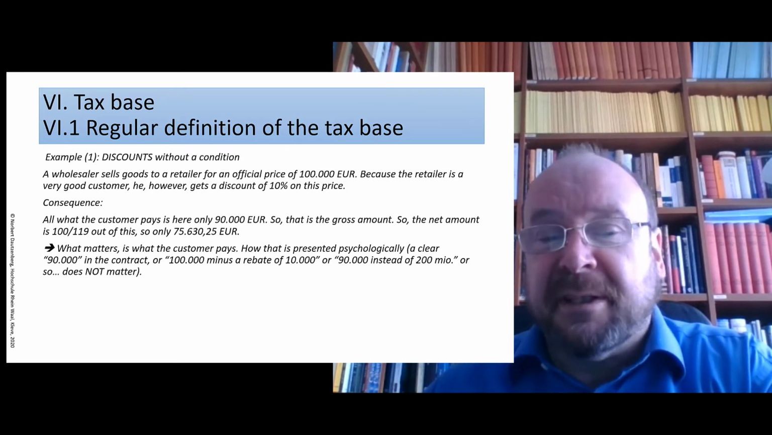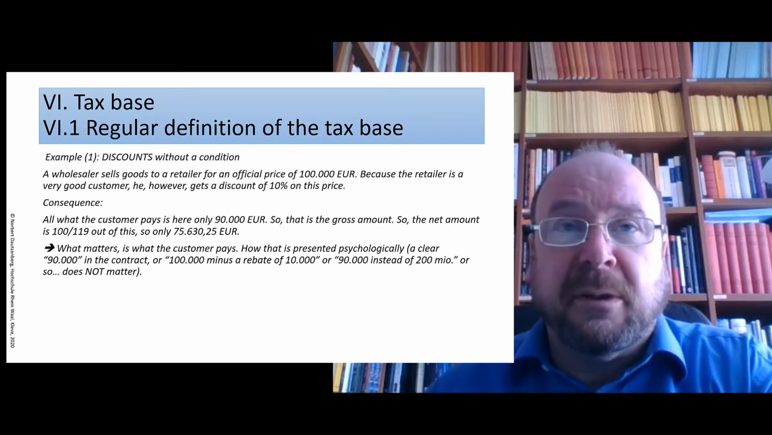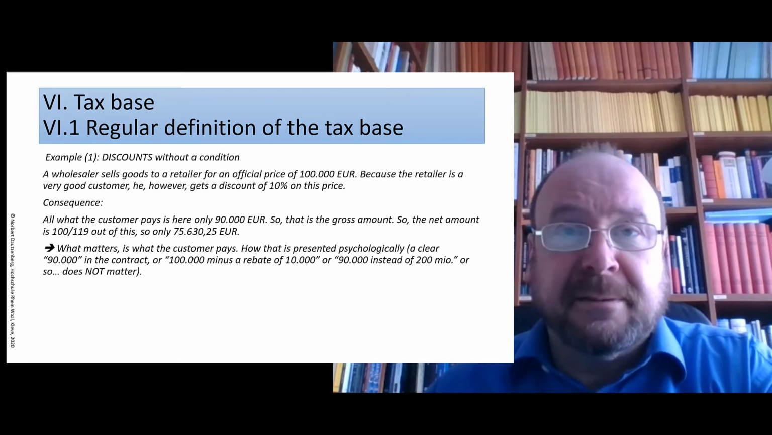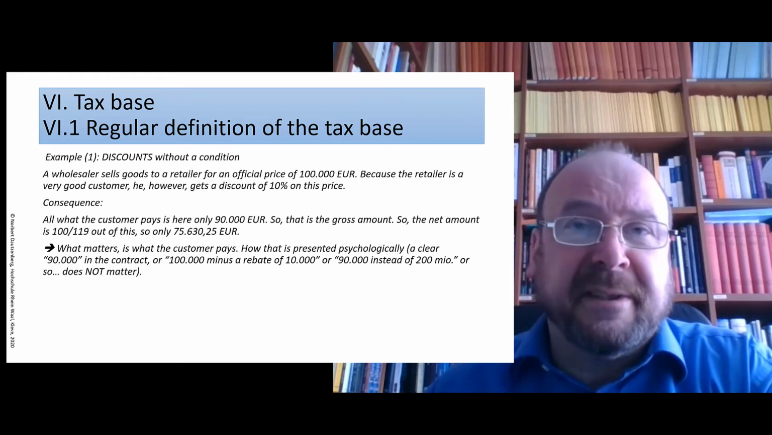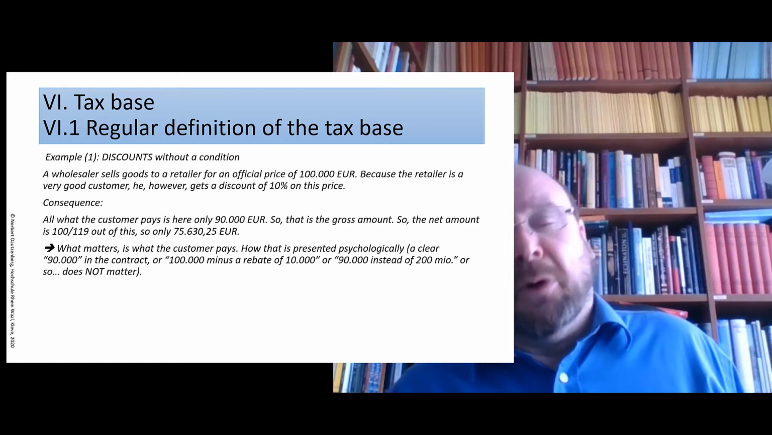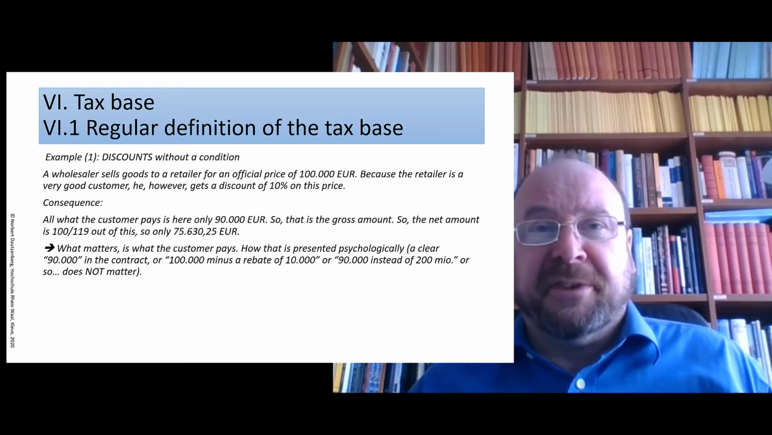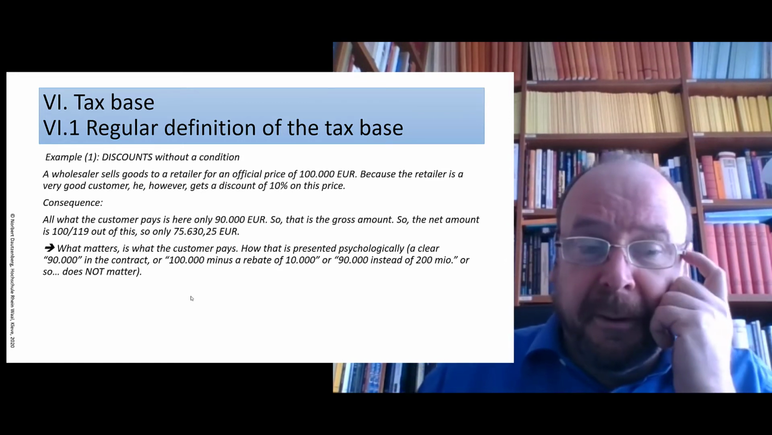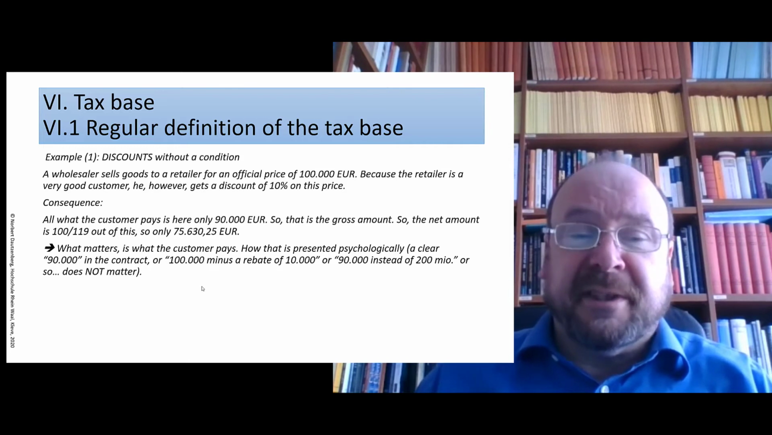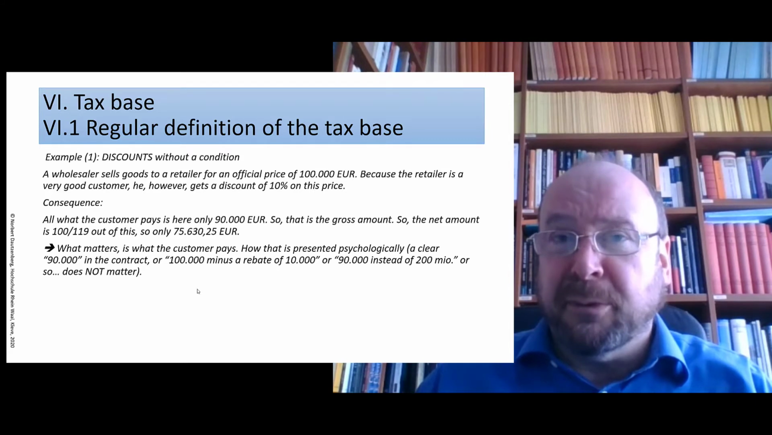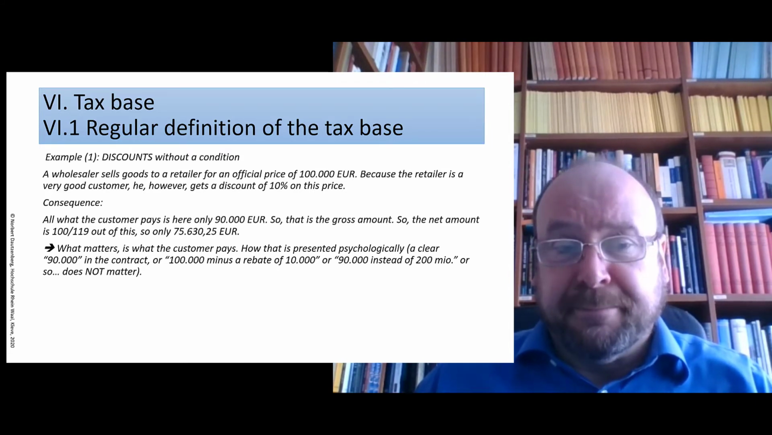So it does not matter how a price is presented, as 1 million minus a 90% discount, or if you directly say 100,000, or if you say, as you do here, the price is officially 100,000, but you get 10% off, then it's clear that only 90,000 is the price. So all the psychology doesn't matter. The law asks for what is really paid. Discounts, rebates, and bonuses lower the price.